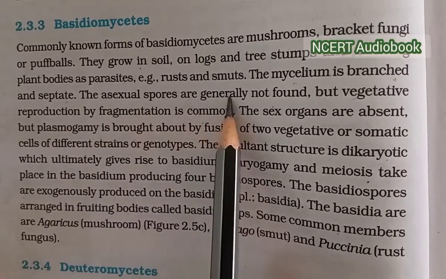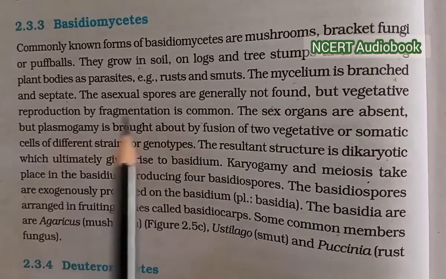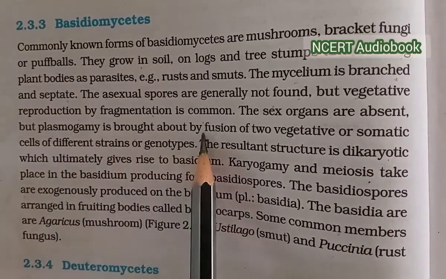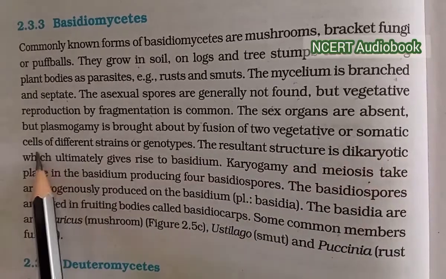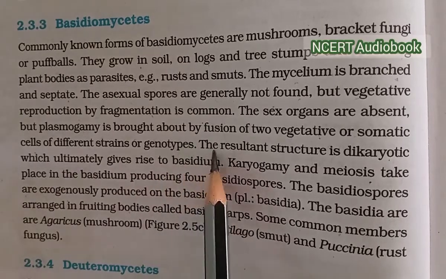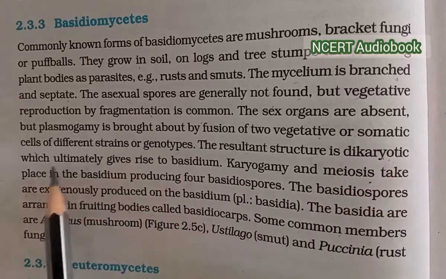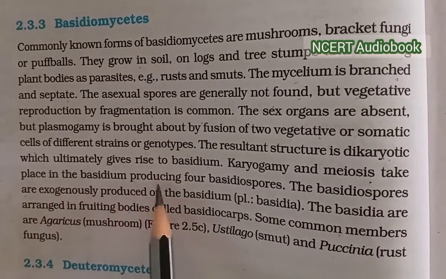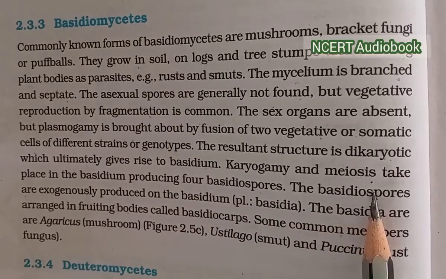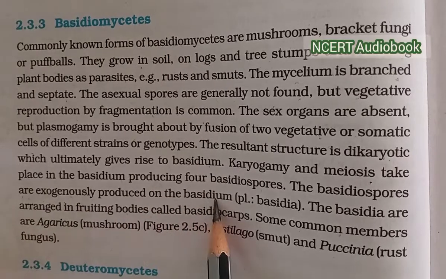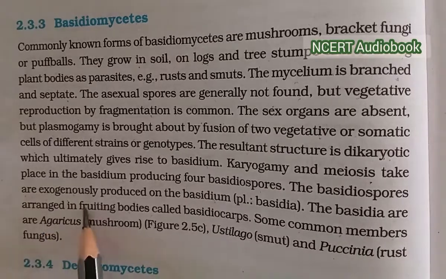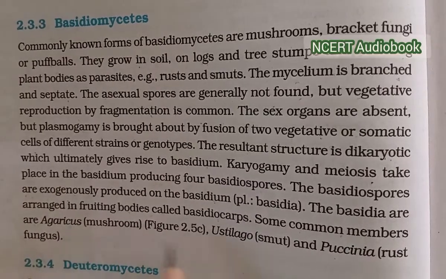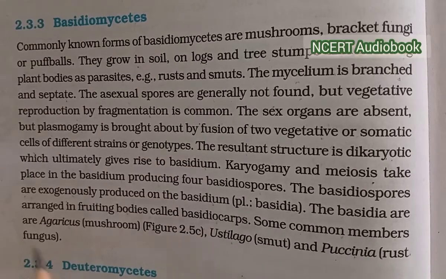The asexual spores are generally not found, but vegetative reproduction by fragmentation is common. The sex organs are absent, but plasmogamy is brought about by fusion of two vegetative or somatic cells of different strains or genotypes. The resultant structure is dikaryotic, which ultimately gives rise to basidium. Karyogamy and meiosis take place in the basidium producing four basidiospores. The basidiospores are exogenously produced on the basidia. The basidia are arranged in fruiting bodies called basidiocarps. Some common members are Agaricus, mushroom, Ustilago, smut, and Puccinia, rust fungus.